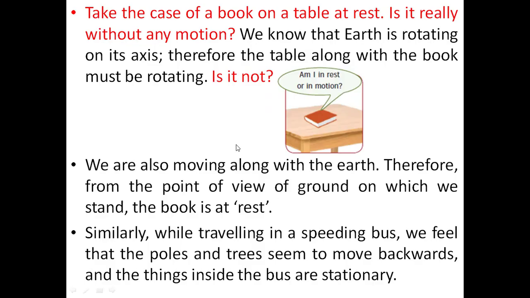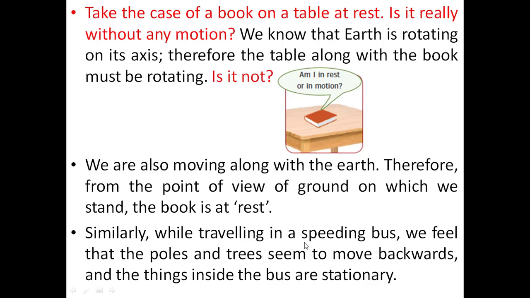Take the case of a book on a table at rest. It is really without any motion. We know that Earth is rotating on its axis, therefore the table along with the book must be rotating, is it not? Imagine yourself as a book and ask yourself: am I at rest or in motion? We are also moving along with the Earth. Therefore, from the point of view of the ground on which we stand, the book is at rest.